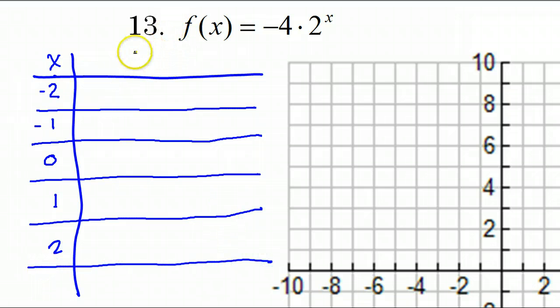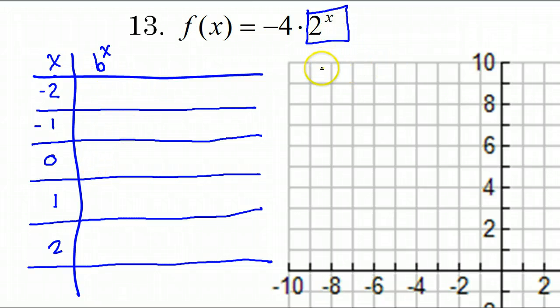Alright, so the first thing you should do is make a column for your parent function. My parent function, which I'm just going to label b to the x power, but in this case, of course, it's 2 to the x power. This is the parent function that I am talking about, and that's what I'm going to put first.